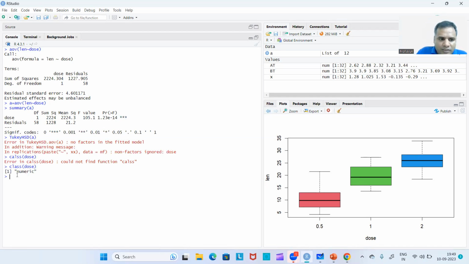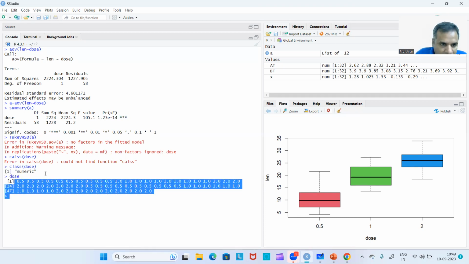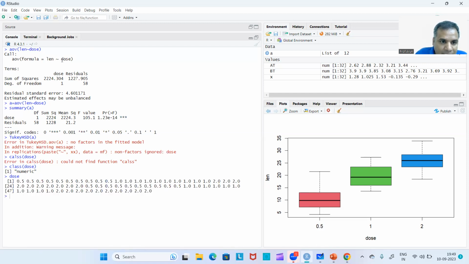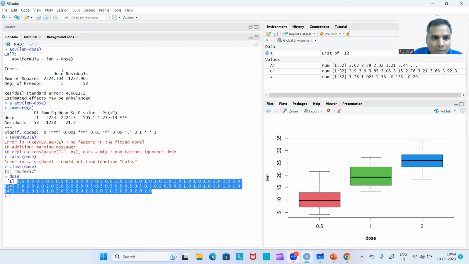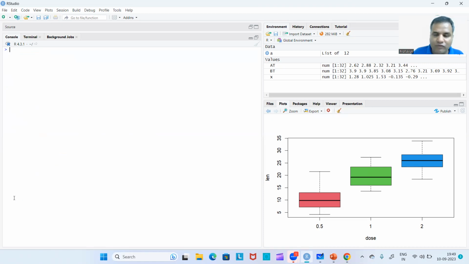See, can you see? Actually, if you focus on dose, this should be factor data, but here dose is being taken as numeric data. So now I need to change the class of this data. This should be categorical data, but here it is being read as ratio data. So that's why I'm not getting the Tukey HSD test. All of you pay attention. Let me repeat it once again so that there is a lot of clarity.